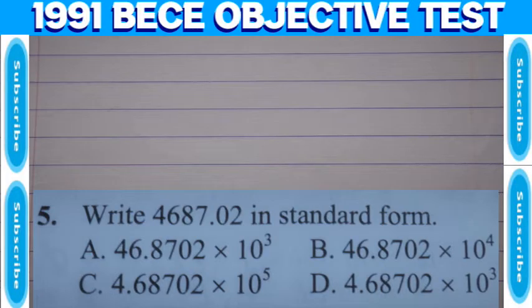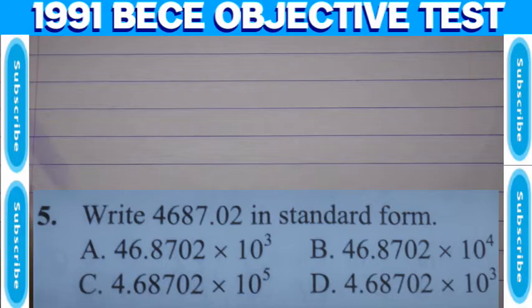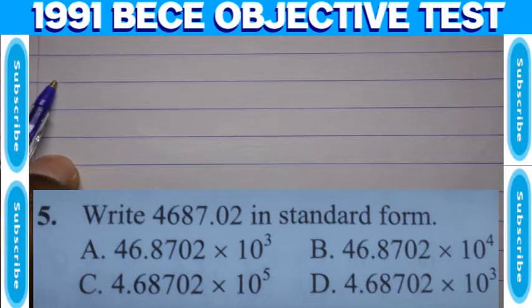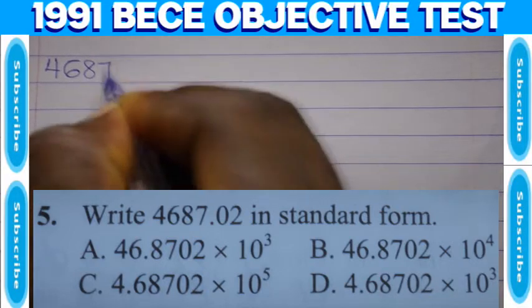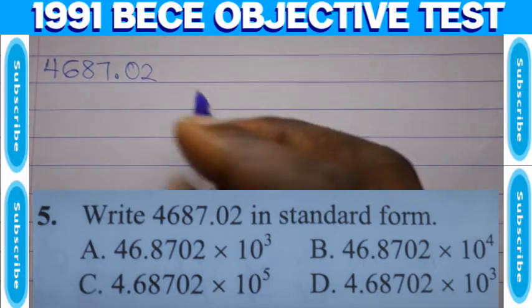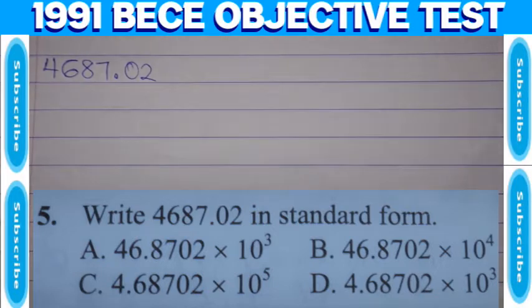So the question that we have here says we should write a particular number in standard form. And this is the decimal number that we are supposed to write in standard form. So we have 4687.02. And we are expressing this in standard form. We are told to express this in standard form.